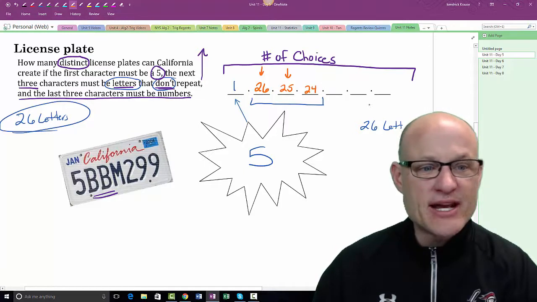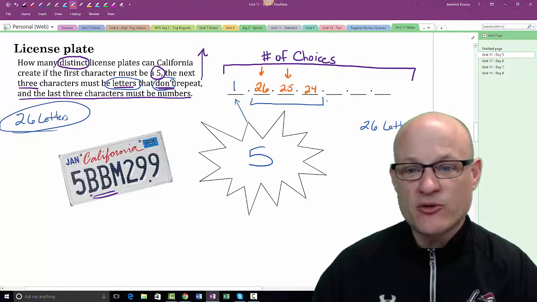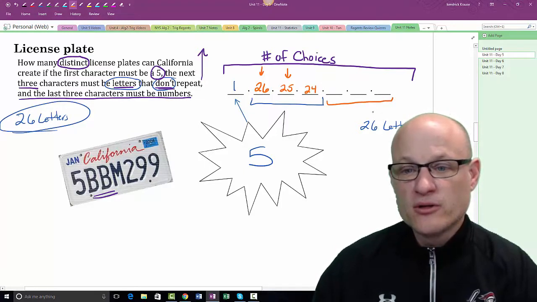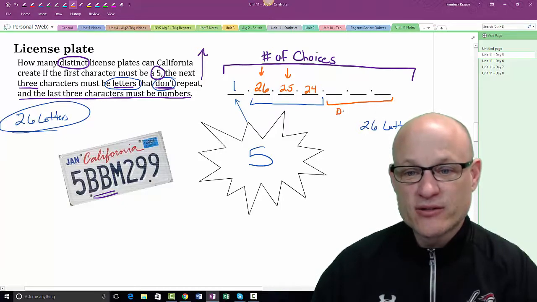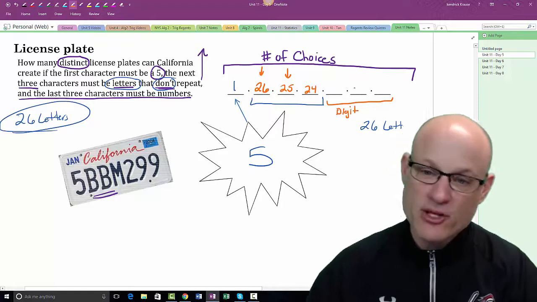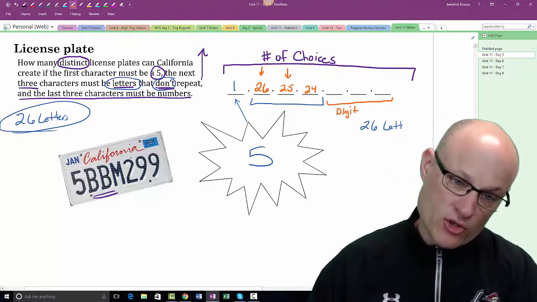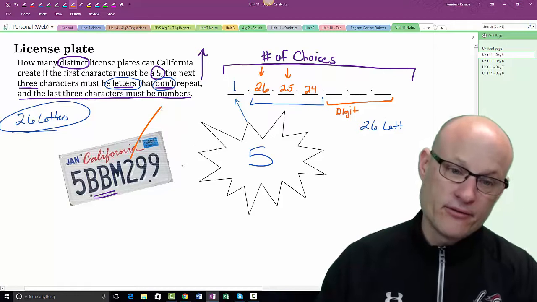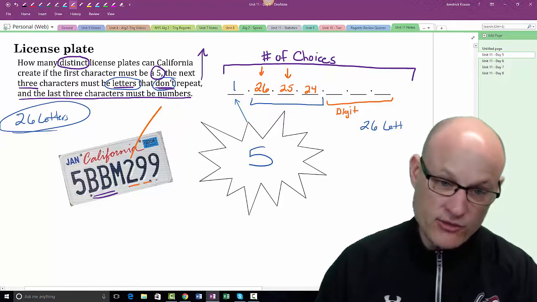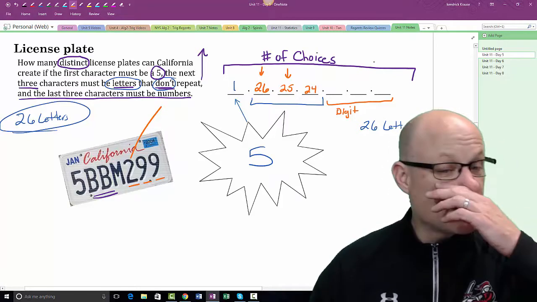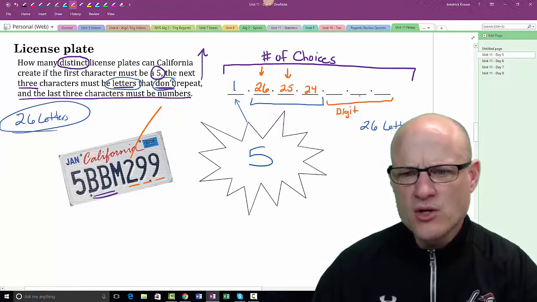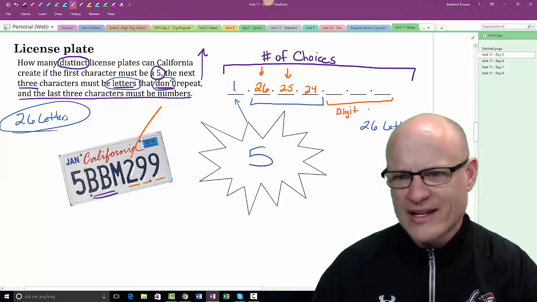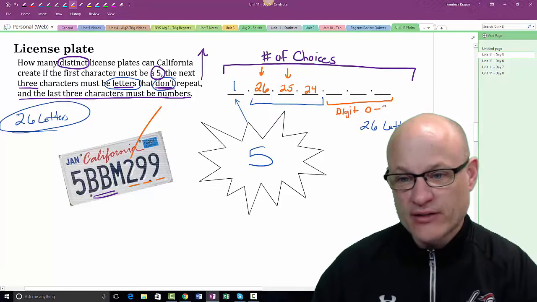All right. And then the last one said these must be numbers. So this has to be a digit. Someone said, oh, there's an infinite number of numbers. Yeah, I know, but you can't put the number 2 million right here. It can only be a digit. Each one has to be a digit. And they said those can repeat. Well, the digits don't go from 1 to 9. They go from 0 to 9. So that means there are 10 digits.